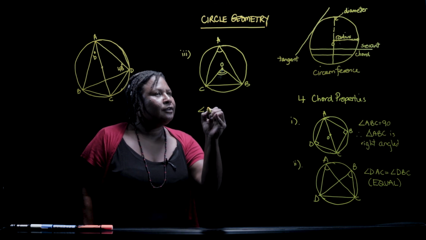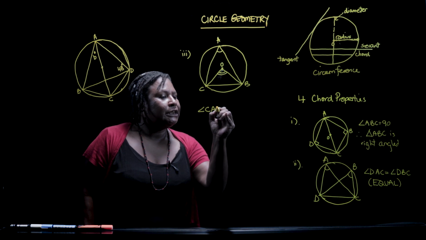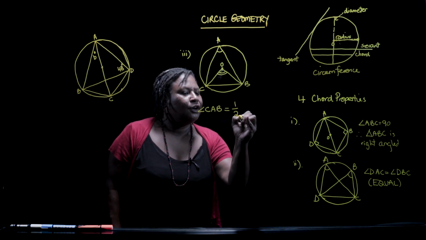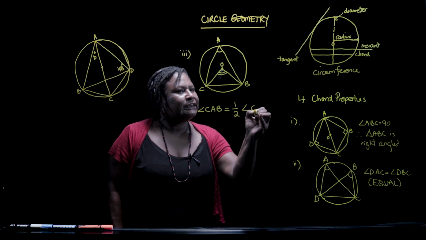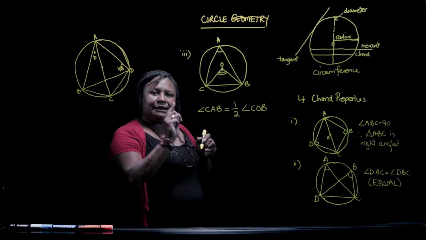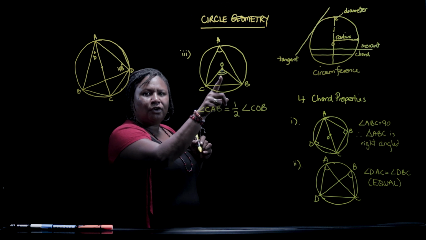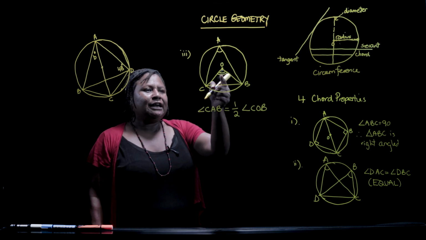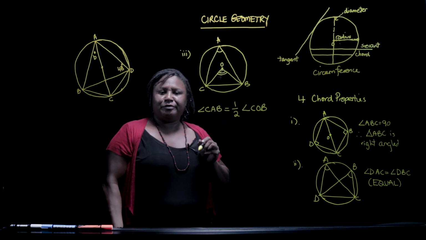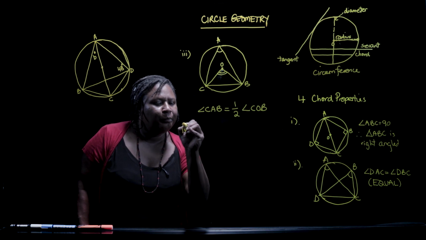Angle CAB is equal to half of angle COB. That's property number 3. This angle is half of this angle, or we can say this angle is 2 times the angle at the circumference. Now, property number 4.